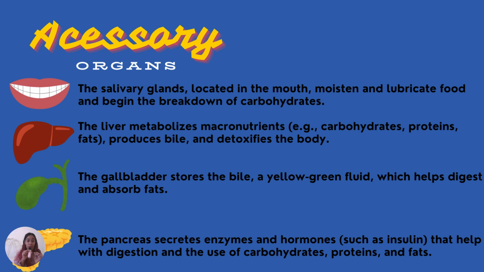Macro is large. Micro is microscope, think small. The liver produces bile and helps detoxify the body. The gallbladder stores that bile. It's a yellow-green fluid which helps digest and absorb fats. The pancreas secretes enzymes and hormones such as insulin that help with digestion and the use of carbs and proteins and fats. Another thing to write down, take note, remember HEPA.